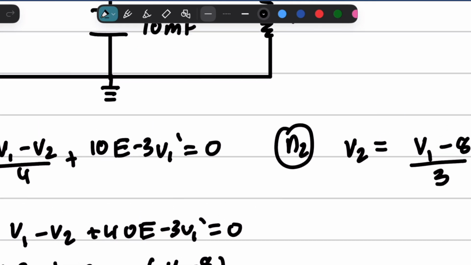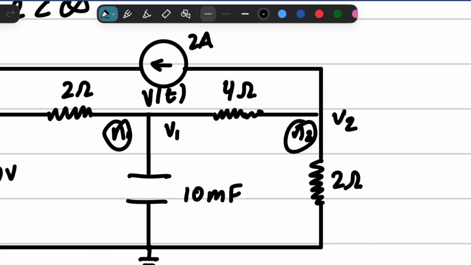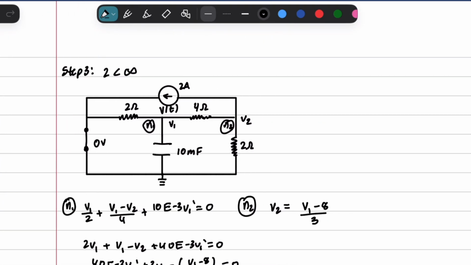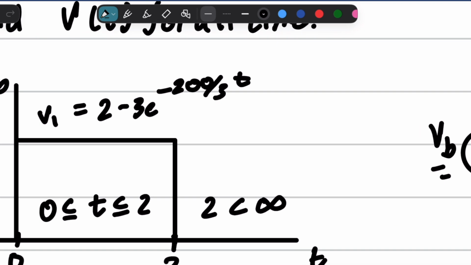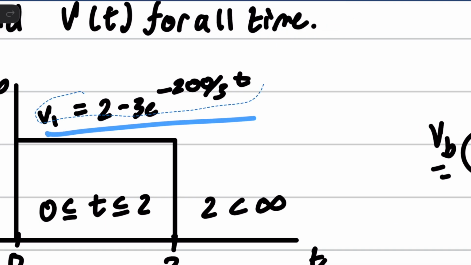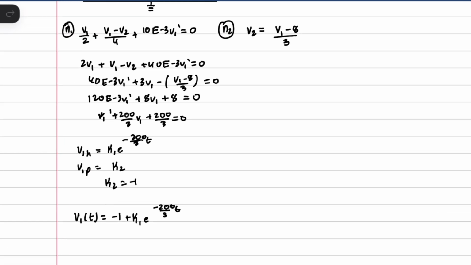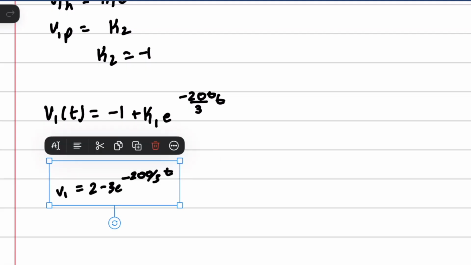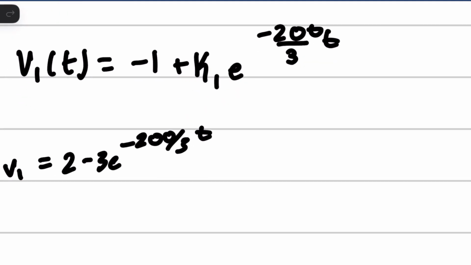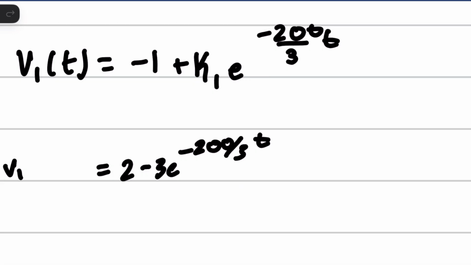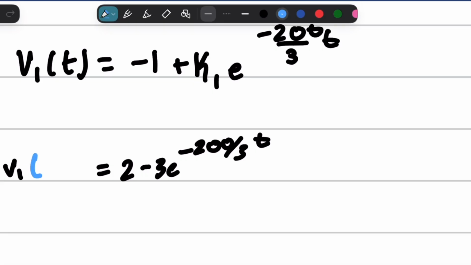How are we going to find the initial condition from here? Well, we can go ahead and look at this equation right here. This equation will tell us what we are starting with to find our initial condition. So we are going to have to plug in a time of 2 seconds because this transition happens at 2 seconds.